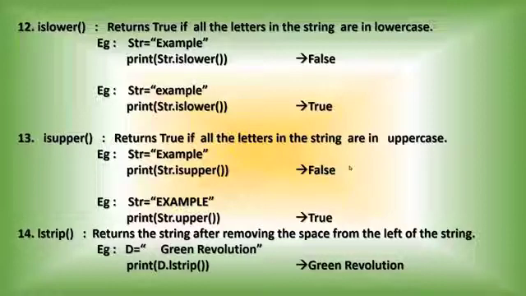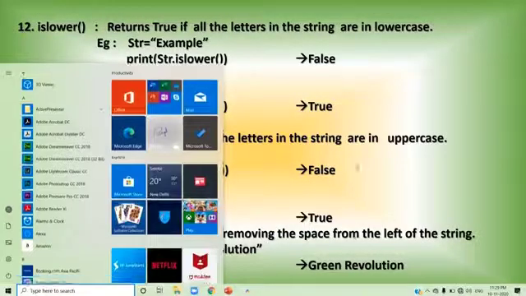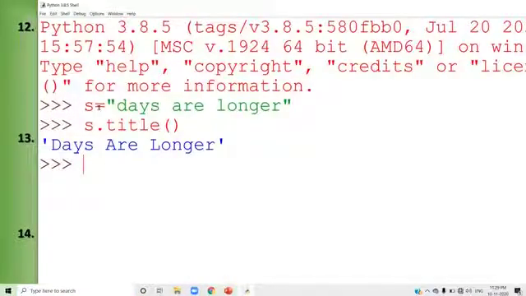Now, method number 14, lstrip. lstrip will remove the space from the left side of the string. So I'll give you one example. I am going to write, see here, the string is already mentioned there: S is equal to "days are longer". I am going to take the same string here and give a space on the left side of the string. There is a space on the left side of the string.